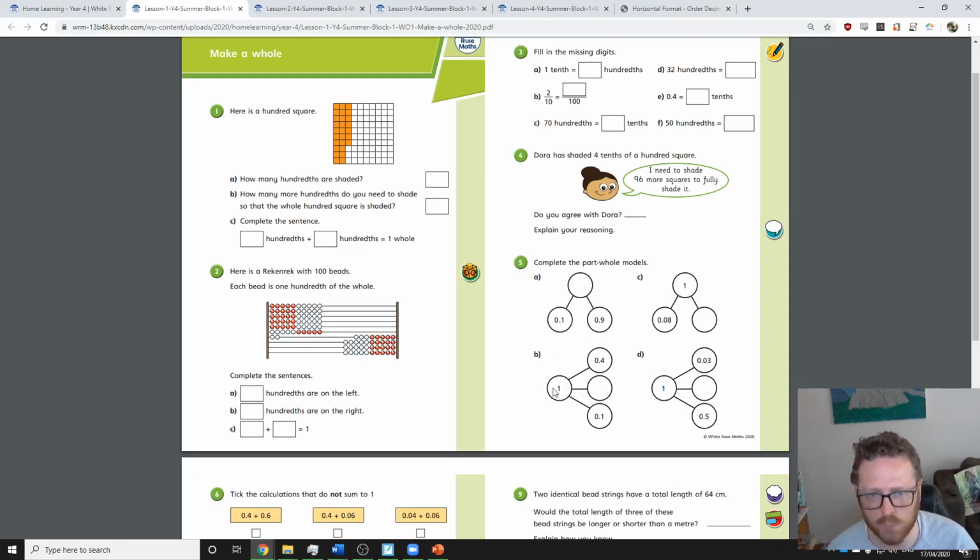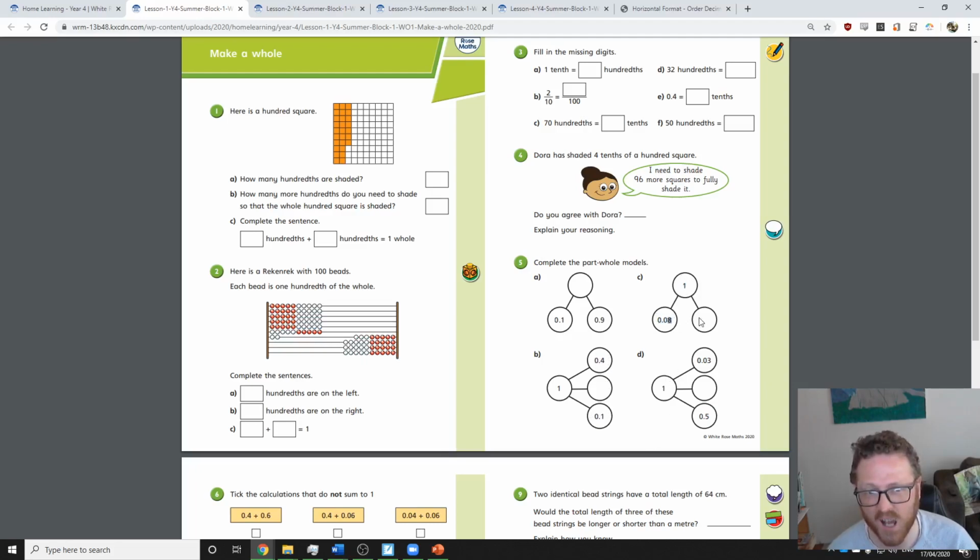This number here is one whole, and so I've got 4/10 down here and 1/10 down here. How many more tenths do I need to add to make my whole? How can I make 10/10? I've only got 4/10 here and 1/10 here. Here I've got one whole.